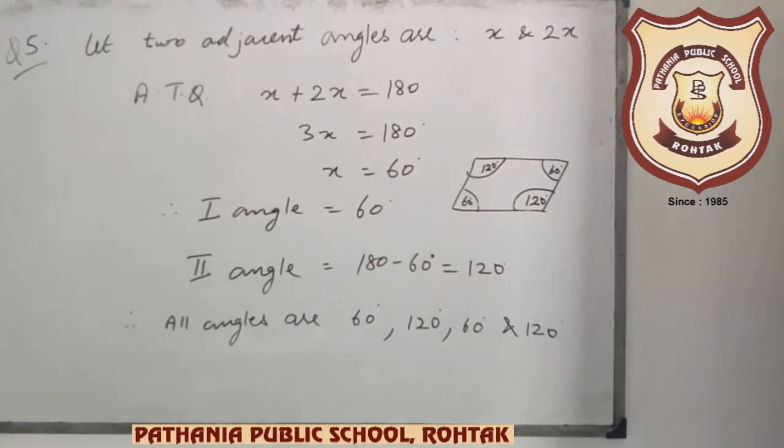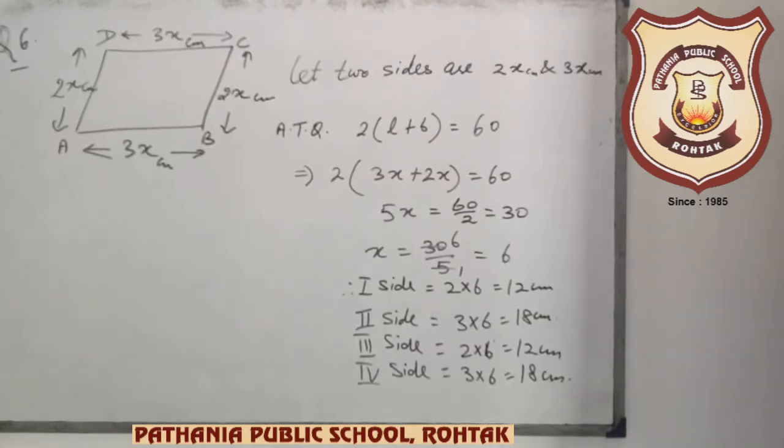Now question number 6. What is in question 6, beta? The ratio of two sides of a parallelogram is 2:3 and its perimeter is 60 centimeter. Find the sides of the parallelogram. Now again the ratio of two sides is given and you know the perimeter of a parallelogram is 2 into L plus B. Look at the board.